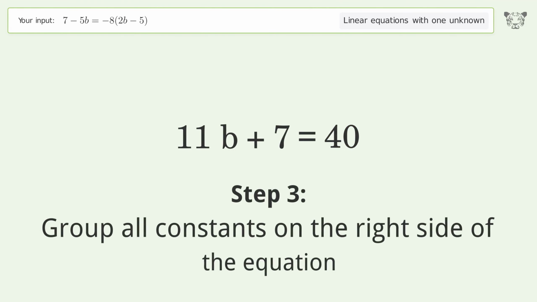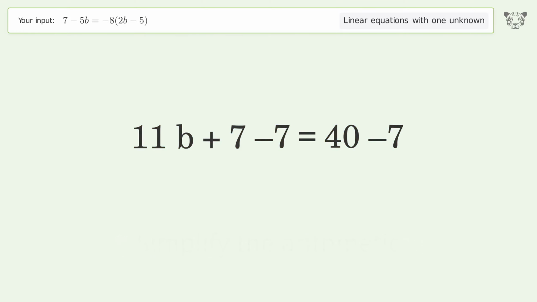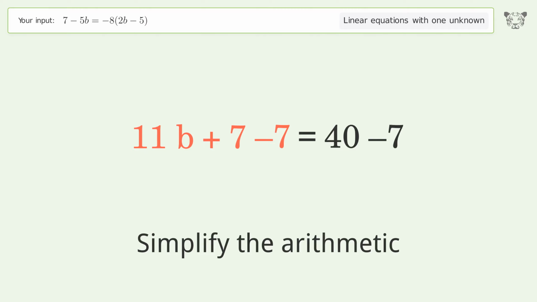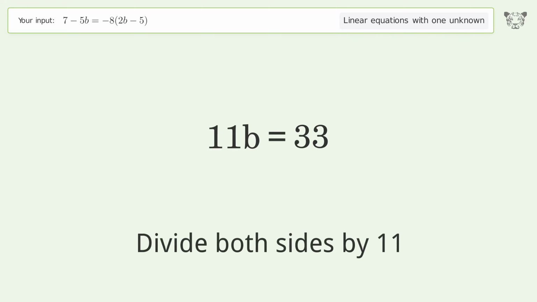Group all constants on the right side of the equation. Subtract 7 from both sides. Simplify the arithmetic. Isolate the b. Divide both sides by 11.